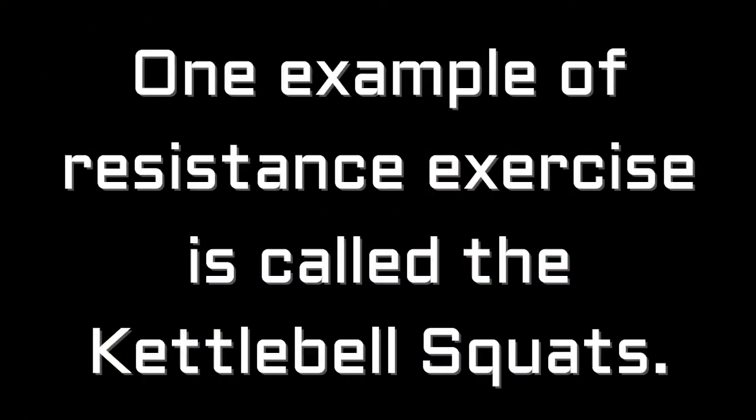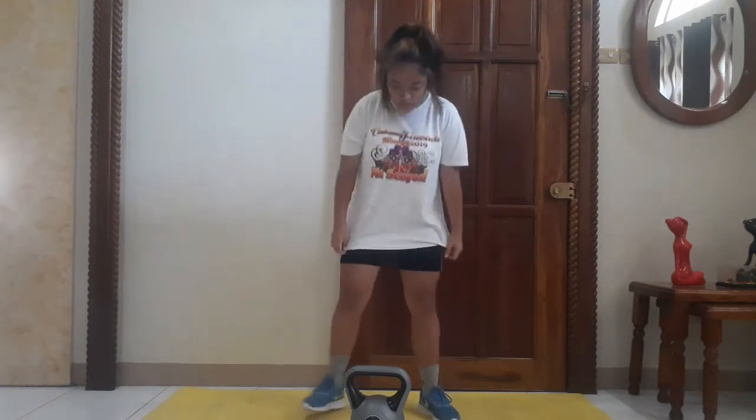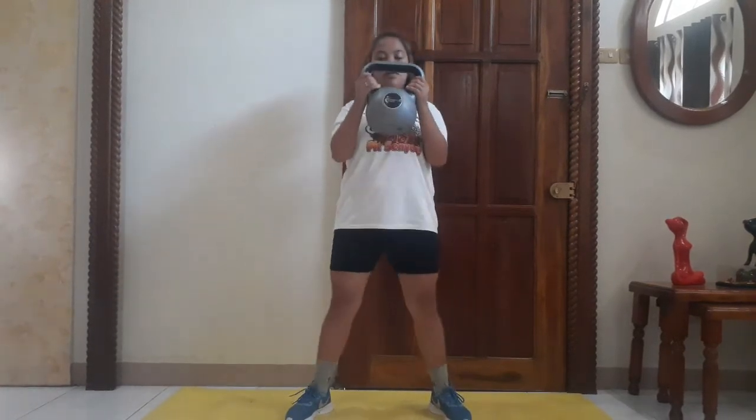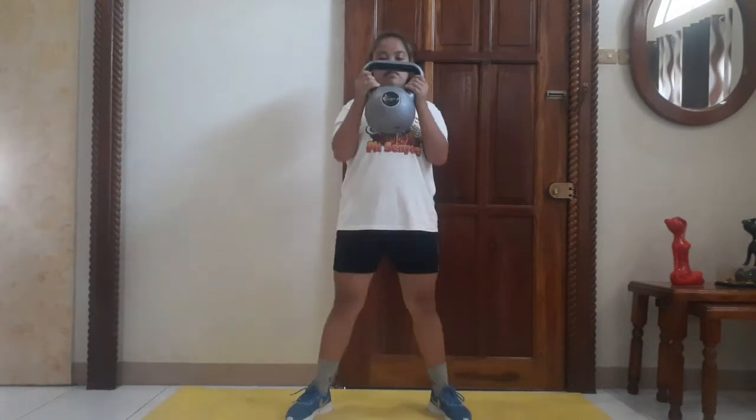One example of resistance exercise is the kettlebell squat. Stand with your feet shoulder width apart and your toes pointed forward. With bent elbows, hold a kettlebell in front of your chest. Keep your elbows close to your body and avoid flaring them out. You can hold the kettlebell by the handle or the horns, or hold the kettlebell upside down by the bell.